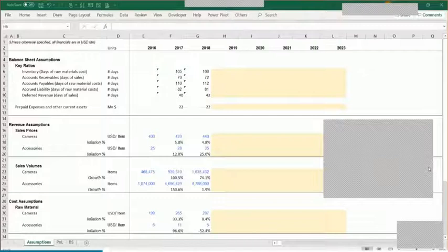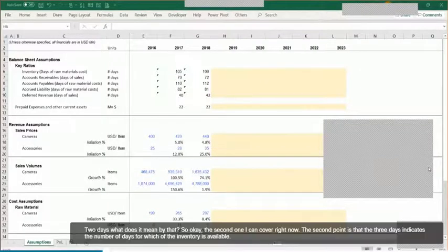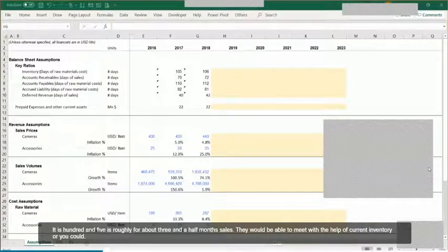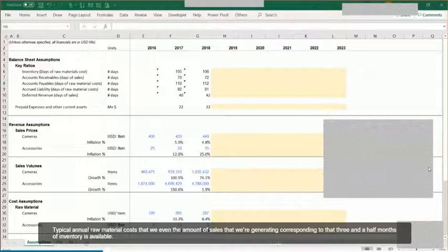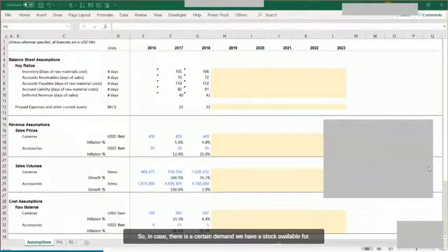And when we say, for example, inventory days, what does it mean? The inventory days indicate the number of days for which the inventory is available. So if it is 105, it indicates that roughly 3.5 months of sales we would be able to meet with the help of the current inventory. Or you could say that, given the typical annual raw material cost we have incurred and the amount of sales we are generating, 3.5 months of inventory is available with us. So in case there is a sudden demand, we have ready stock available for those many days, right?